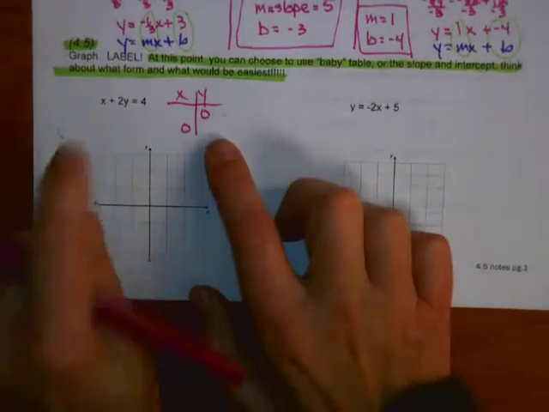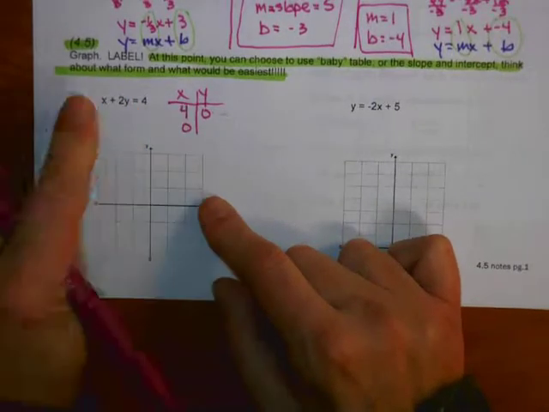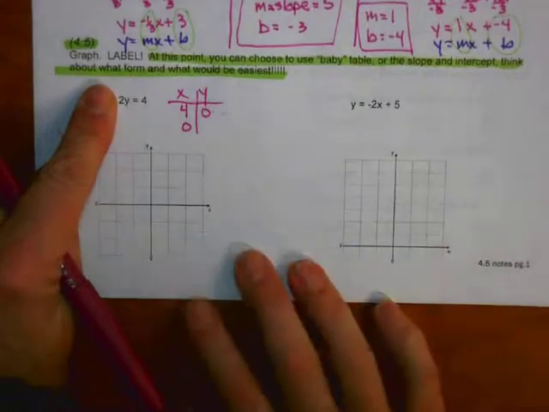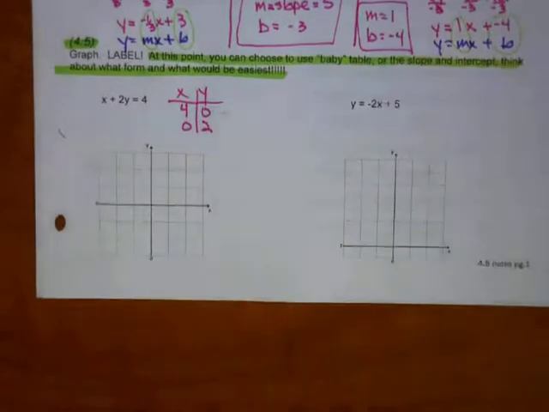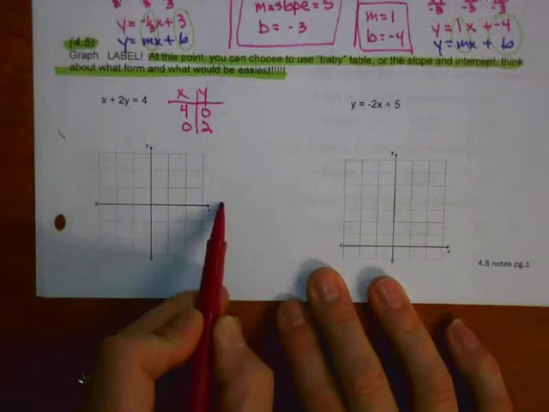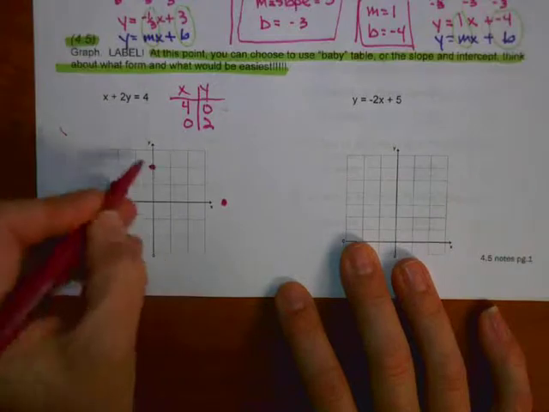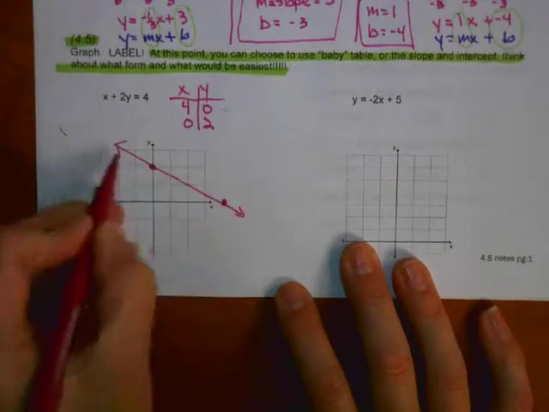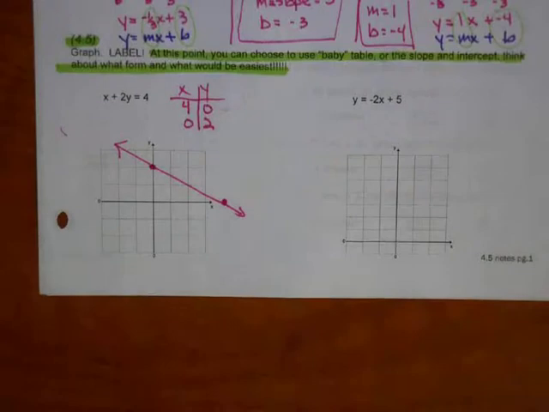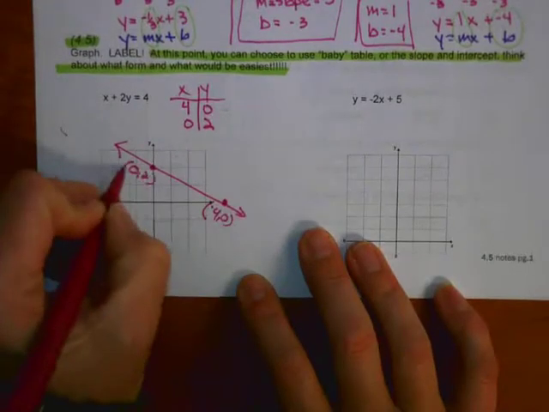So, if I stick 0 in for y, this goes away. What is x? 4. If I stick 0 in for x, what would y be? 2. I have 2 points. I can graph the line. So what if it goes off your graph? So what? 1, 2, 3, just make a point there. I don't care. Does it disturb you? Just as long as you're generally in the right area, I don't care. 4, 0, 0, 2. Okay?